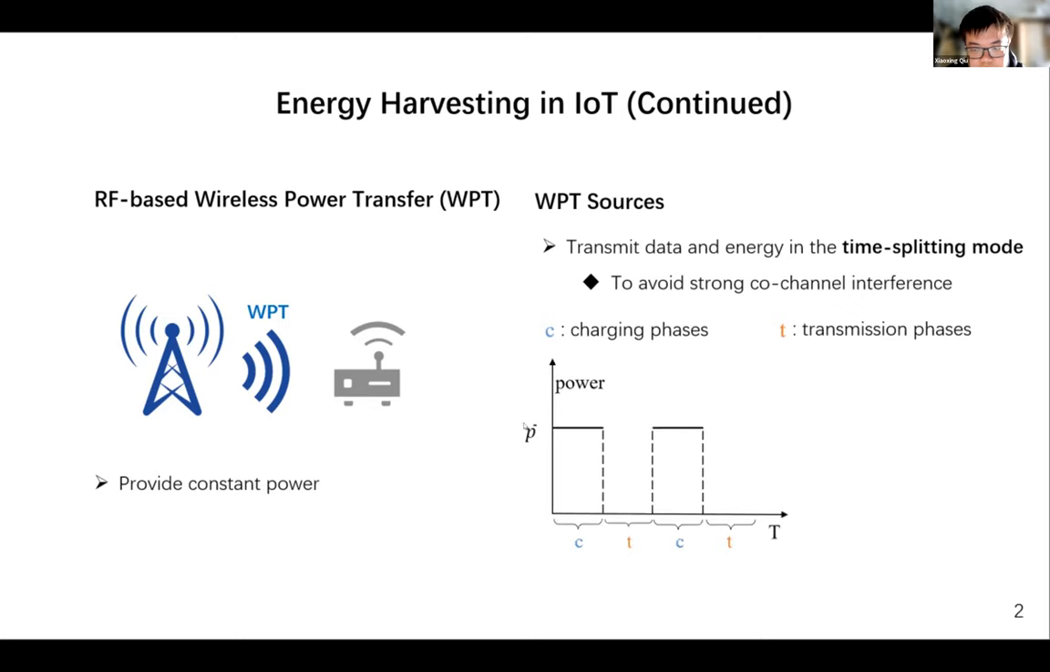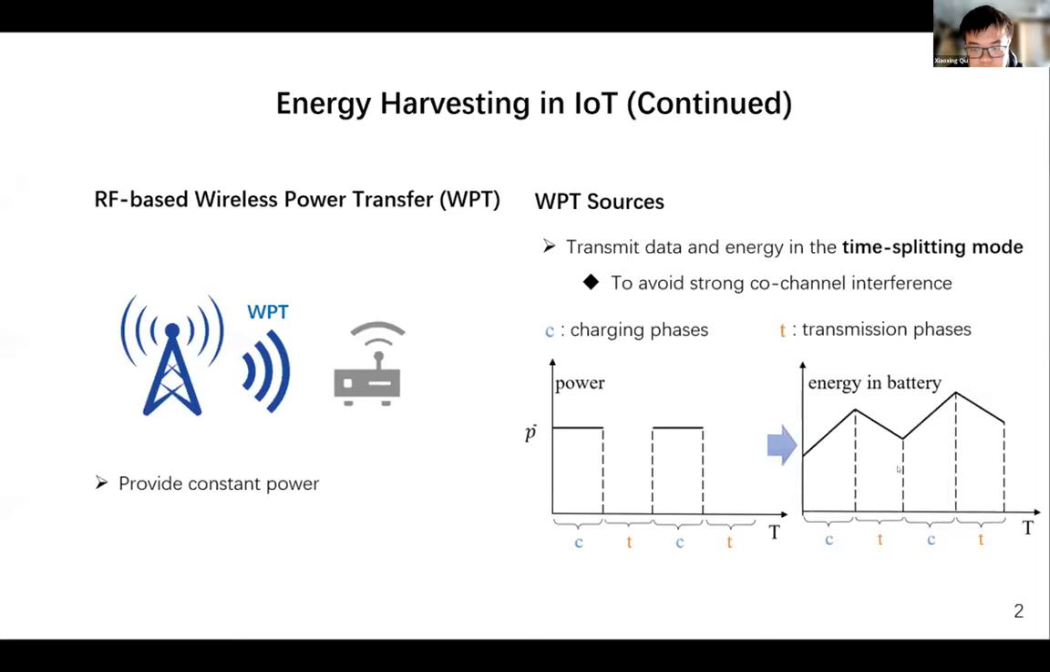In the charging phases, only charging tasks can be conducted and constant power is provided by the WPT source. And in the transmission phases, we only conduct data transmission and the power supply is zero. As data transmission consumes energy, the energy in the battery increases in the charging phases and decreases in the transmission phases.